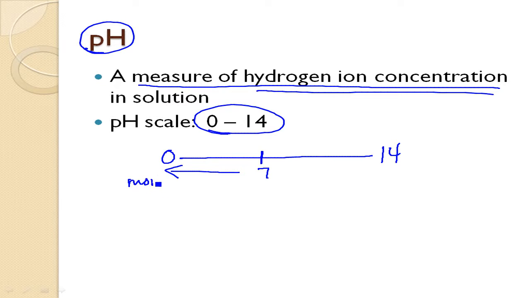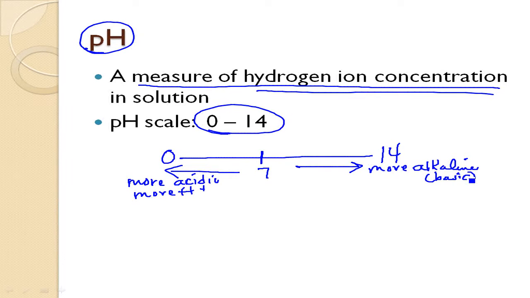the more acidic the substance is. That also means that it's releasing more hydrogen ions in solution when it's in the water. The higher the number, the more alkaline or basic the substance is, and in this case it's releasing less hydrogen and more hydroxyl ions in solution. Okay?